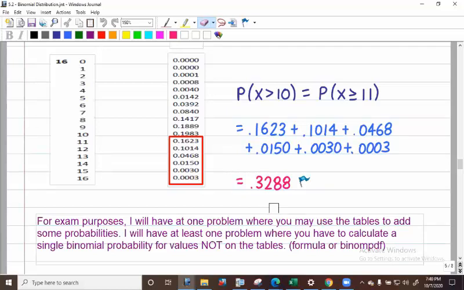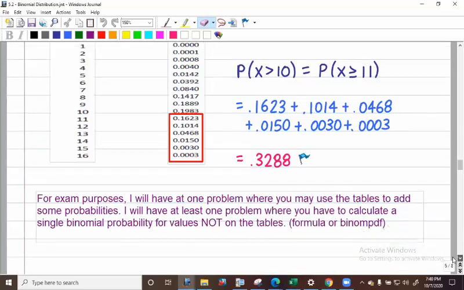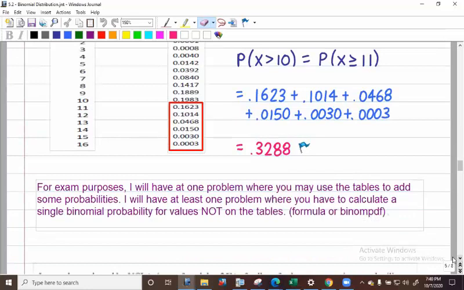Now here's what I'm telling you for exam purposes: the table doesn't do everything. I'm always going to have one problem, maybe two, where you're going to have to use the binom PDF because the probability might be some number like 0.37 or something that's not on the table. Now, for some of the homework problems, I think the probability is on the table, so you can use the table. But as I'm putting this exam review together, I'll make sure there are some where it's not on the table so you'd be mentally prepared. But this means you have to use binom PDF.